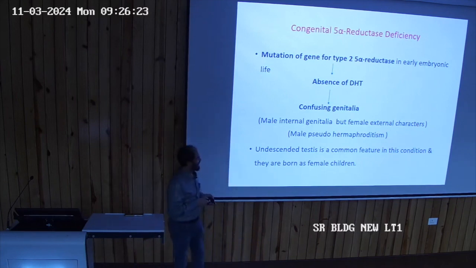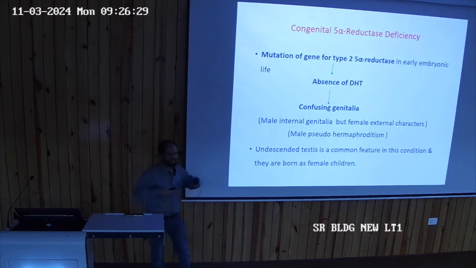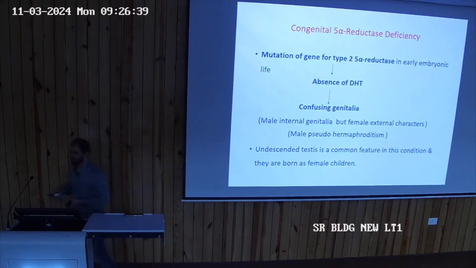Okay, so it is a cause of male pseudo hermaphrodite. Okay, internal genitalia is male but external features is not male, female. Okay, opposite sex का, and in this case the testis will not descend to the proper position. Okay, so DHT is also involved in that. Okay, so undescended testis is a common feature in this condition.